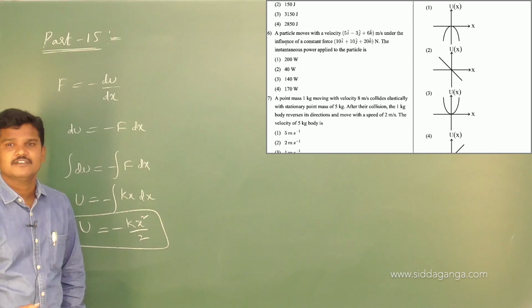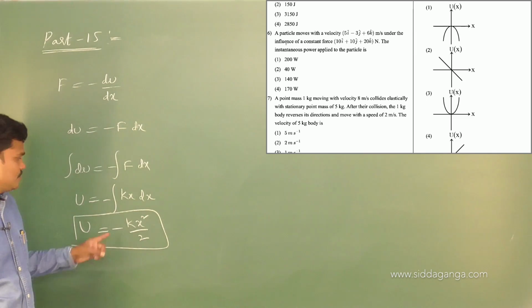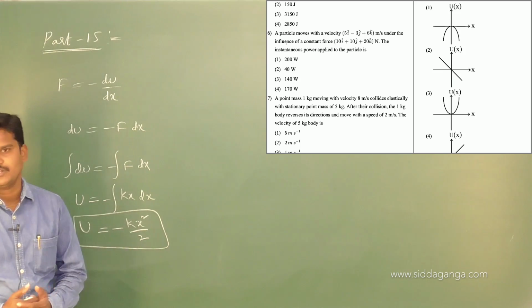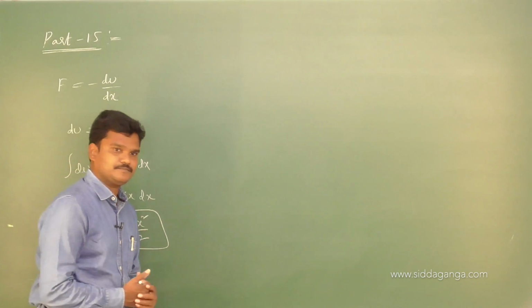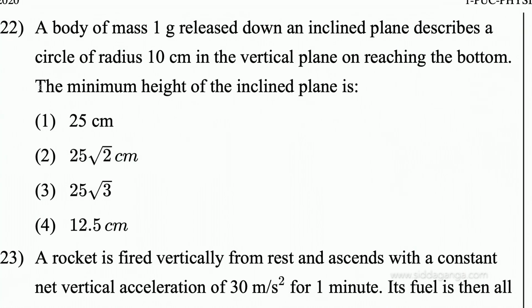Then the first option is correct. See the negative parabola. So this is suitable for a negative parabola. So go for the first option. Yeah, see the next question.